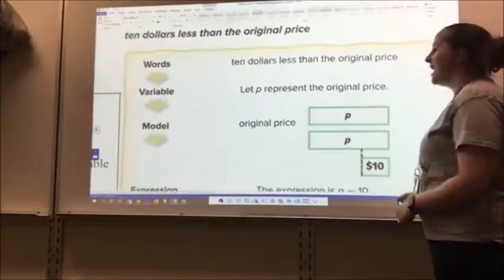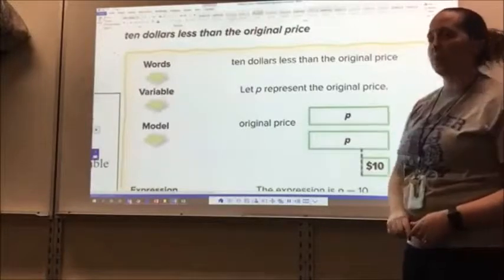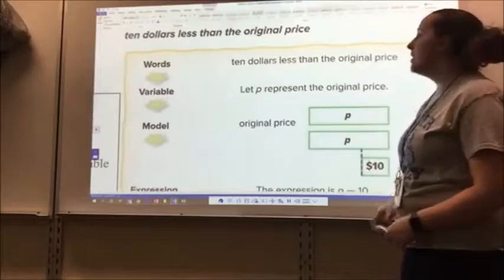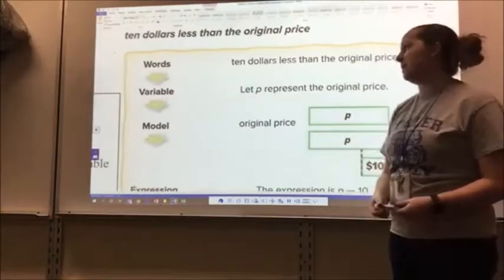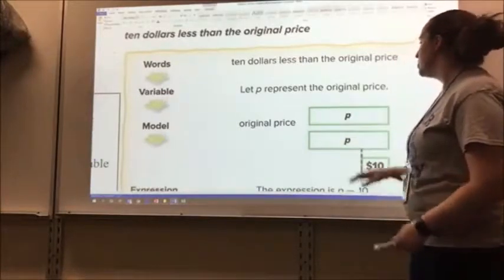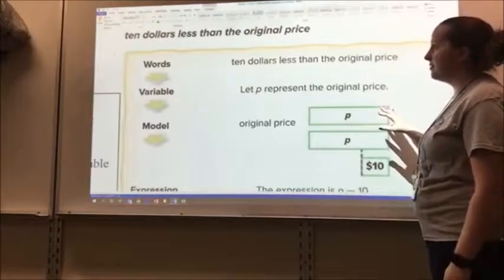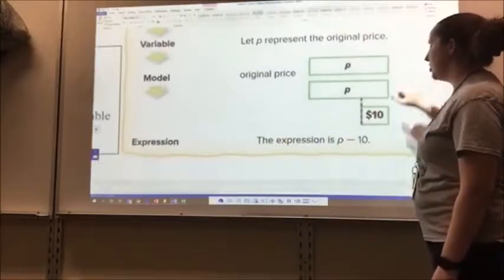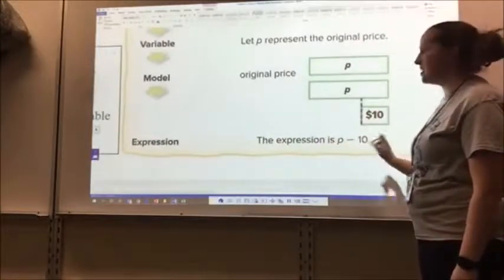All right, then I have $10 less than the original price. So $10 less than the original price is what I'm using in words. For a variable, I picked P. Let P represent the original price. So I'm taking the original price minus $10. So the expression is P, the original price, minus 10.